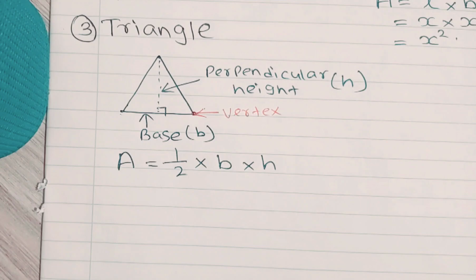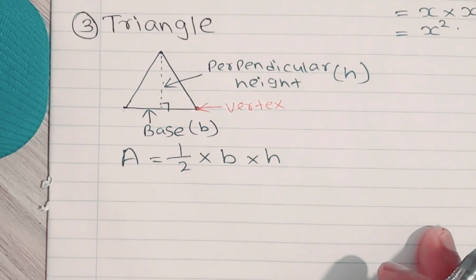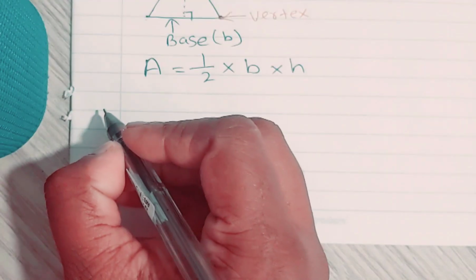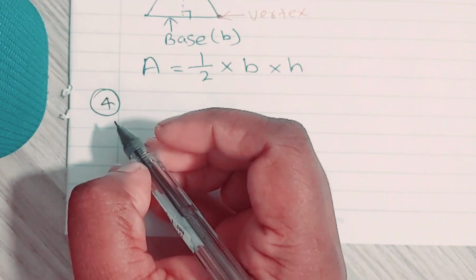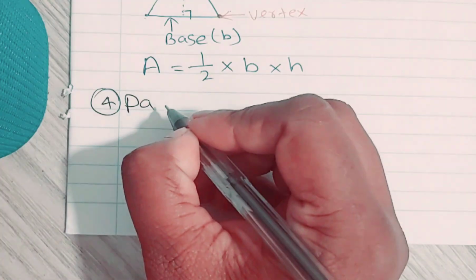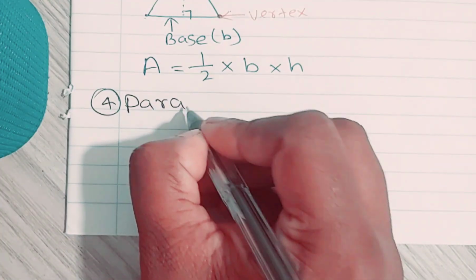The fourth one is what? The fourth one I can get like here, that is parallelogram, right? When you are writing parallelogram, you need to write it in a different way.